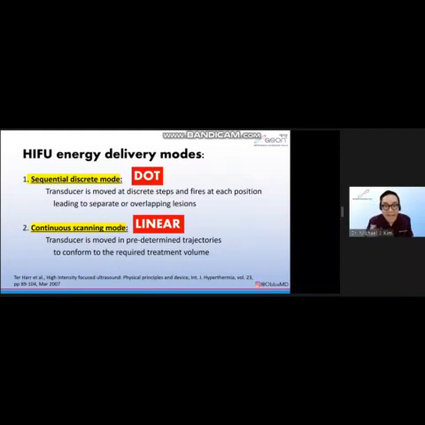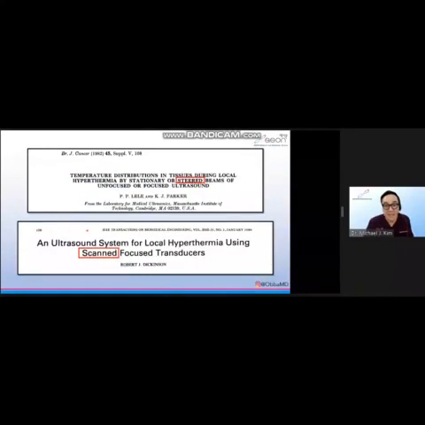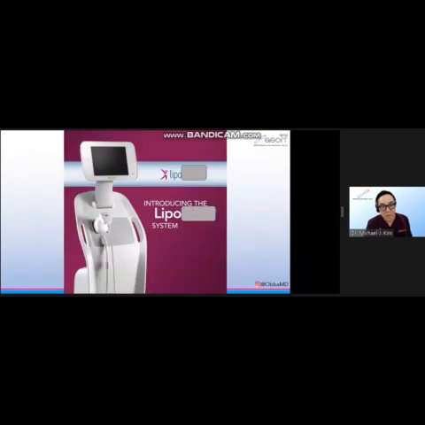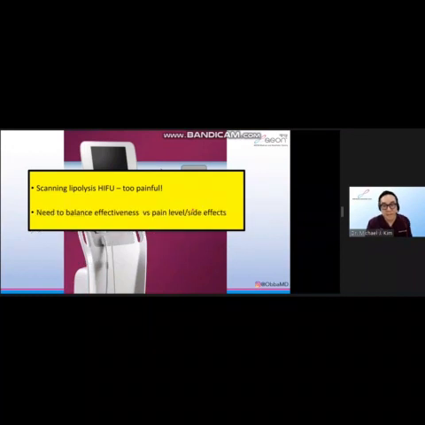I did not even know there was this type of scanning HIFU energy, and I also thought that it was a very recent development, but doing some studying, as you can see here, even in the early 1980s, there were papers on this type of linear ultrasound energy. Here on the left is the dot type HIFU we know about, and on the right is the linear type of HIFU. And actually for some time, we've had this linear HIFU for body lipolysis, but as many will know, it's very painful. So we need to balance the effectiveness with the pain level and side effects.